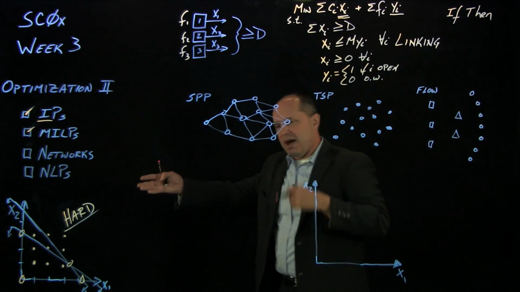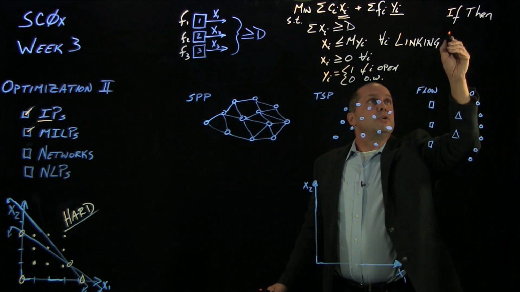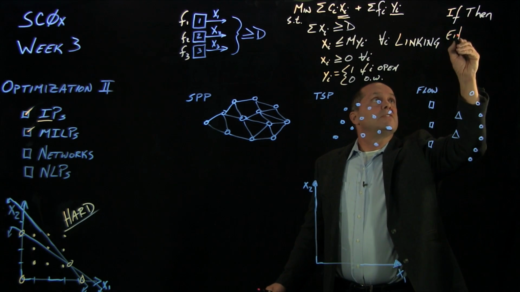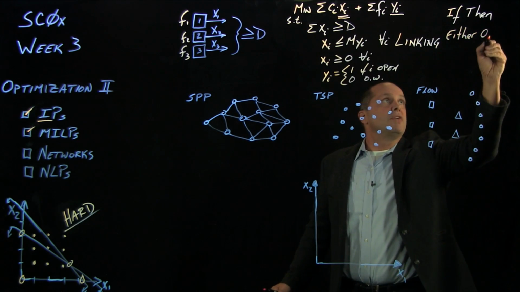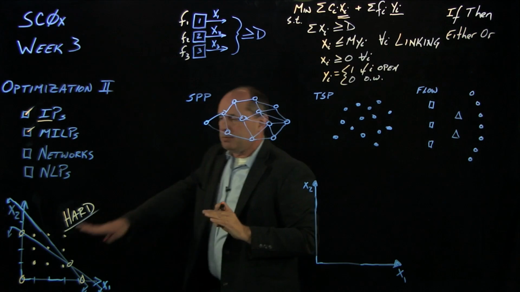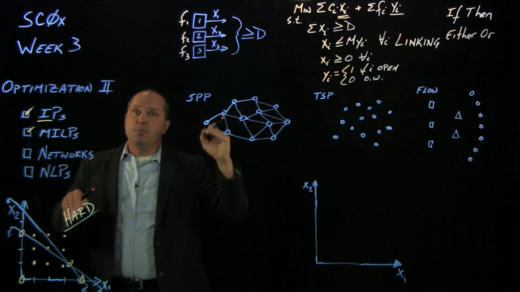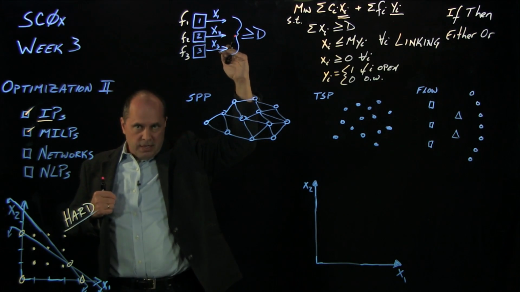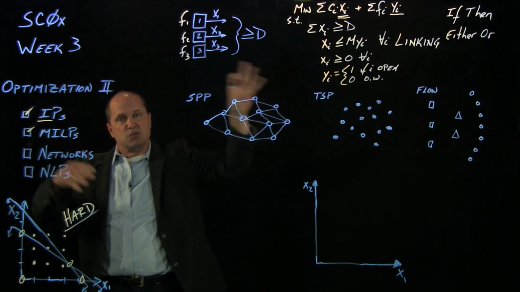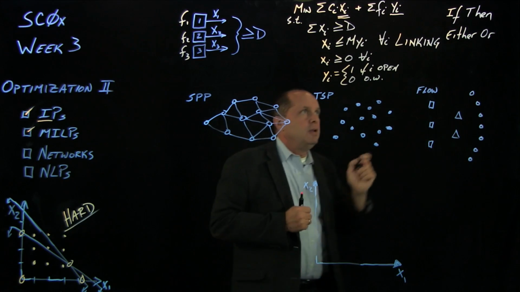If I produce something there, I've got to open it. We can also use it for other things, such as an either-or constraint, where I could either keep the plant closed and produce nothing, or if I do produce, it has to be above a certain level. So that's another condition that uses a linking constraint and some other constraints that we'll talk about.